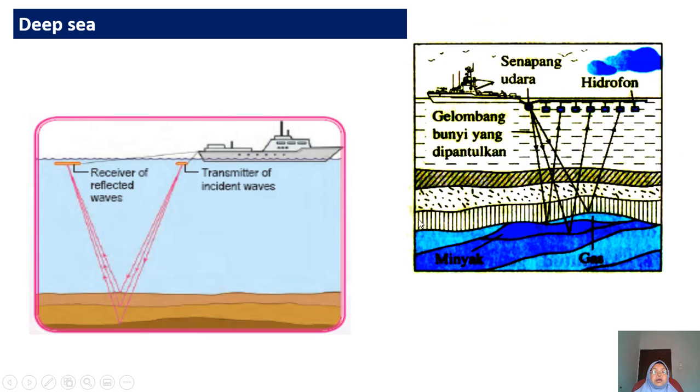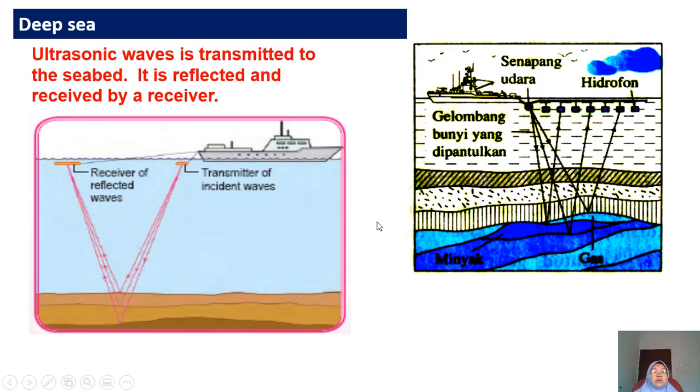Okay, next we have deep sea exploration. The idea is the same. Okay, we have a sound wave transmitted to the ground here, and then it will be reflected and received by what we call a hydrophone. Okay, transmission of the incident wave and reception of the reflected wave. So ultrasonic wave is transmitted to the seabed. It is reflected and received by a receiver, and they can analyze the data to see whether there is oil or not. Okay.